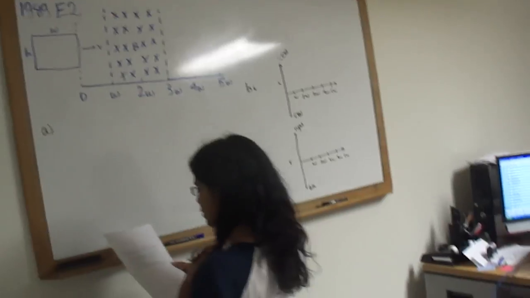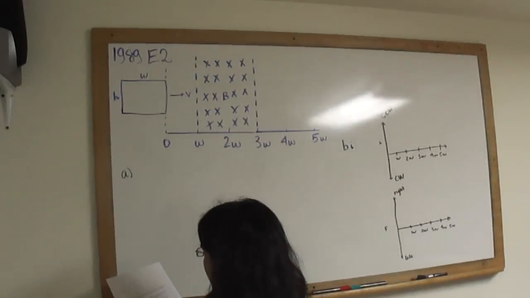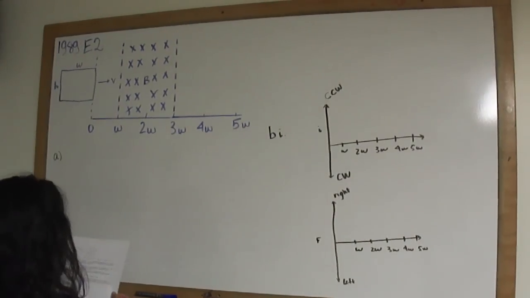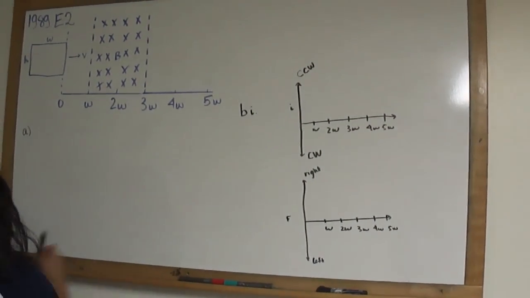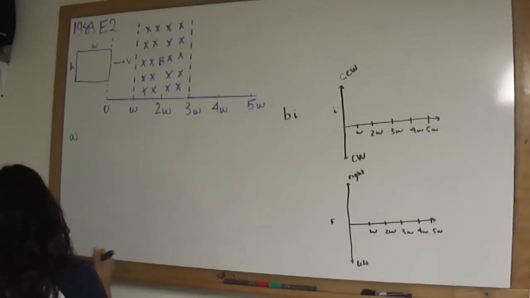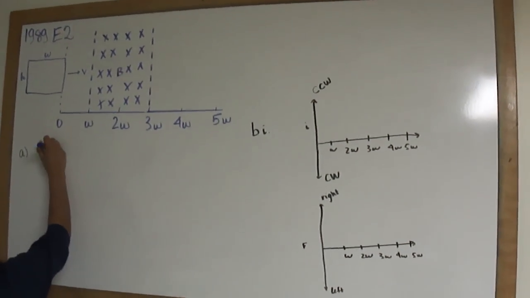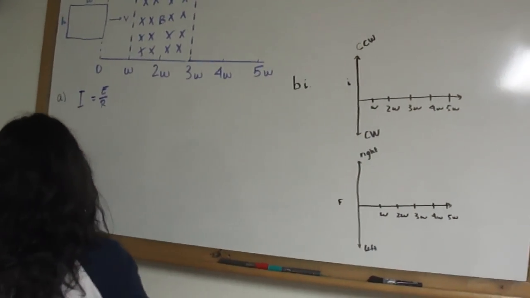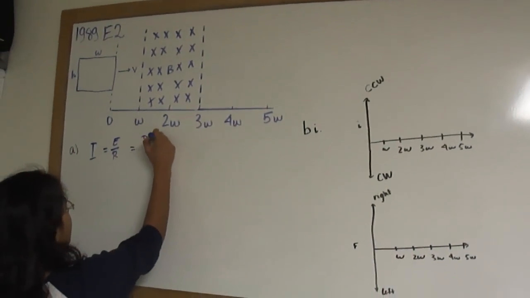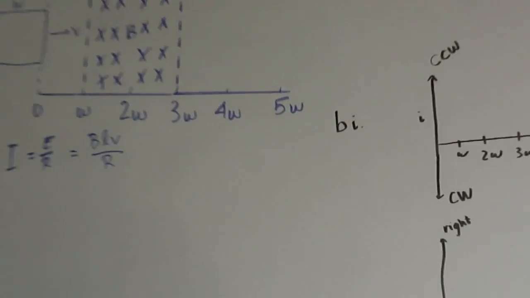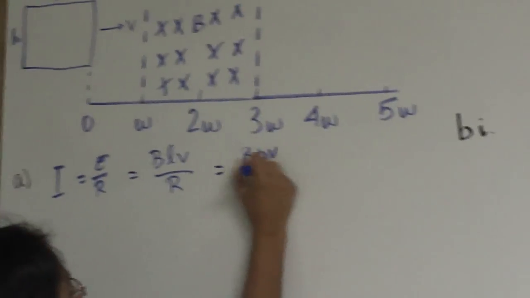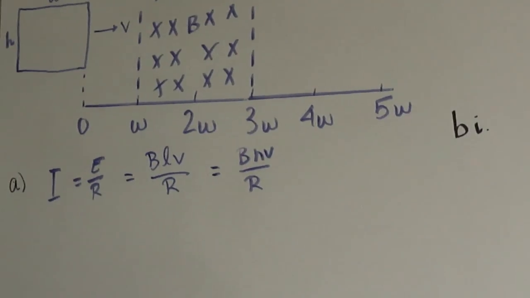Part A asks us for the interval after the right-hand edge of the loop has entered the field, but before the left-hand side of the loop has reached the field, and it asks us to determine the magnitude of the induced current in the loop. So they're asking us for the induced current. We know that I is equal to E over R, and in this instance, E is equal to BLV. Now we simply have to substitute L in for H, and we have BHV over R, and that is part A, 1.